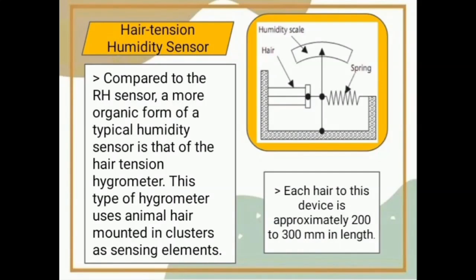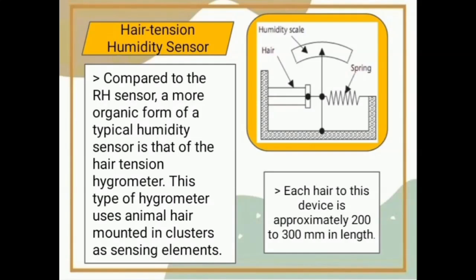The tips of each hair are bundled together and held in position using a screw, while the lower end of each hair is under tension. The screw at the top end of this hygrometer is also adjustable for the shift. Each hair in this device is approximately 200 to 300 mm in length. Any change in atmospheric temperature and humidity will change the length of each hair connected to an array of levers wired to a recording device.